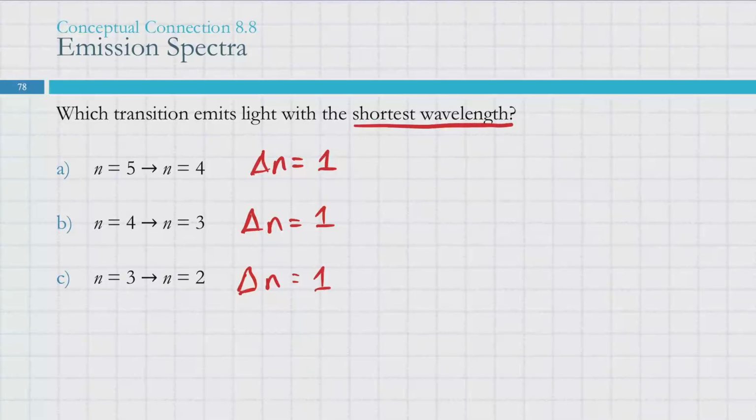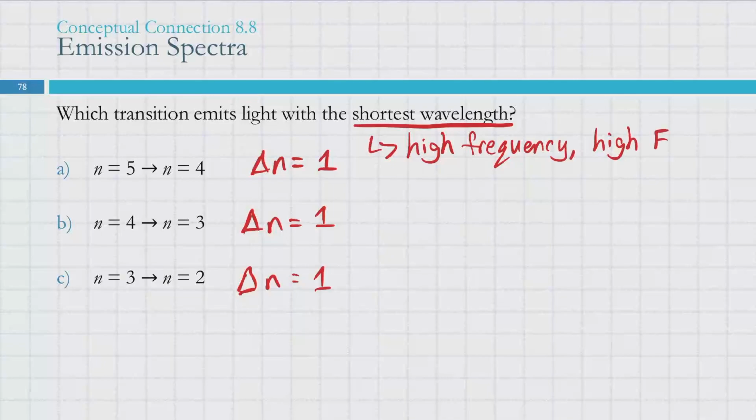And we're looking for the shortest wavelength. What's a short wavelength going to mean for the light? How does that correlate to something else that we know about light? Low energy. Oh, high energy. Short wavelength corresponds to high frequency, which corresponds to high energy. So we're looking for the highest energy jump between adjacent n values. What happens to the spacing of our n values as we go further out?